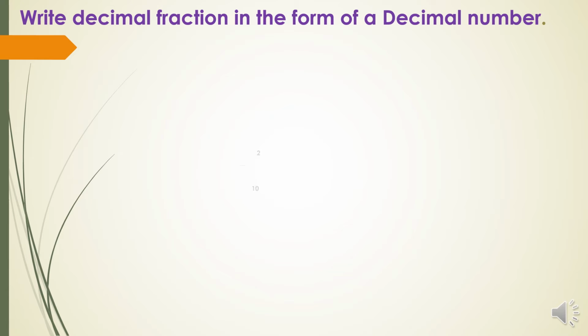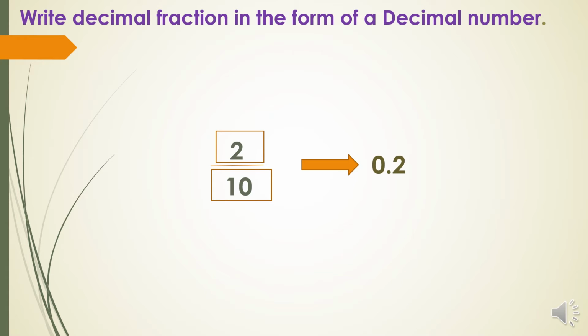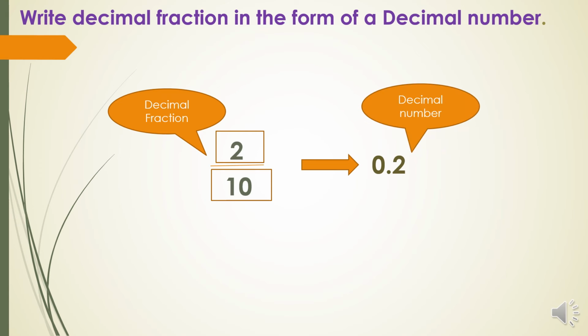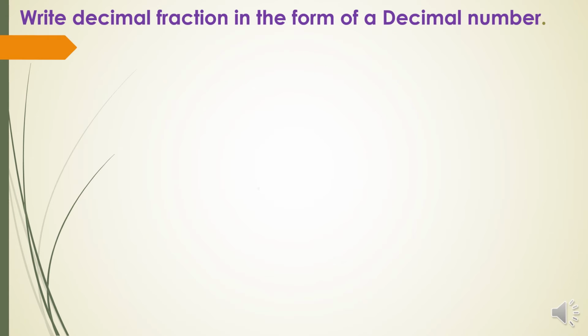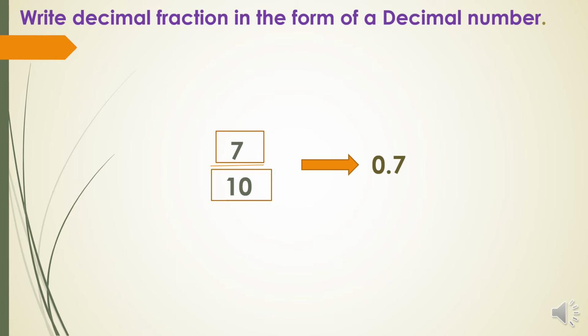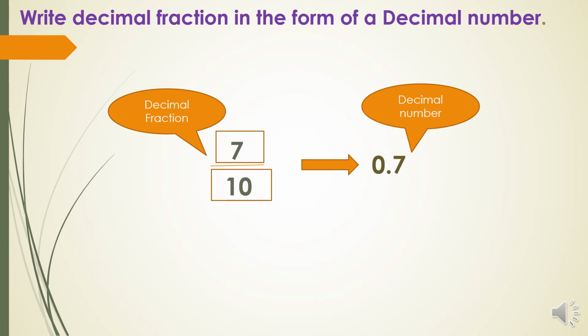Another example, 2 over 10, it's equal to what? 0.2. Excellent. This is the decimal fraction and this is the decimal number. One more example, 7 over 10, it's equal to what? 0.7. Excellent. 7 is the 10th digit. Super, students. This is the decimal fraction and this is the decimal number.